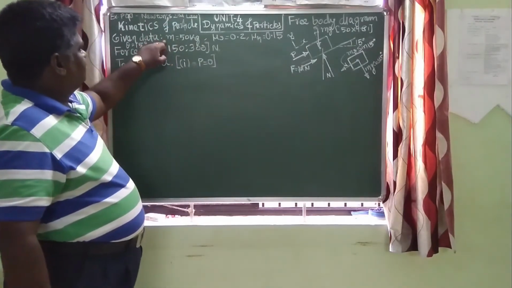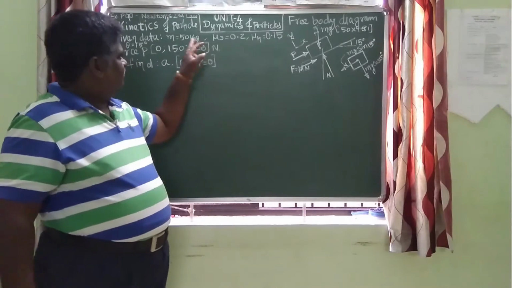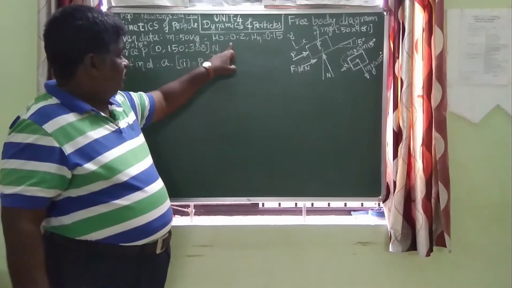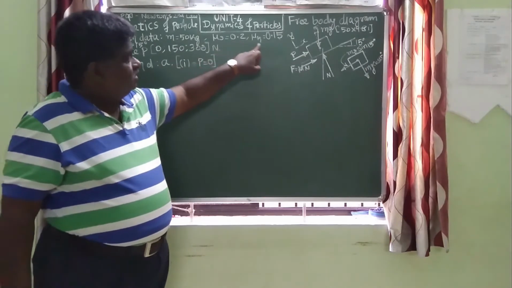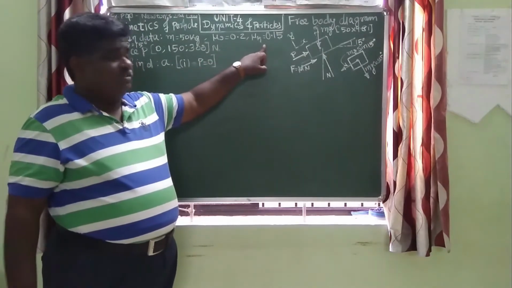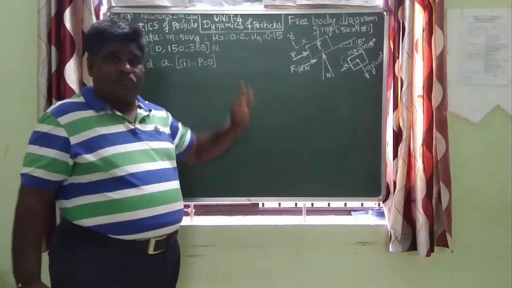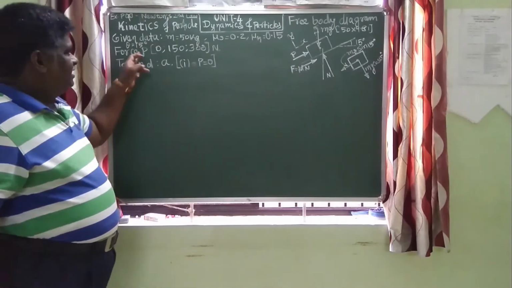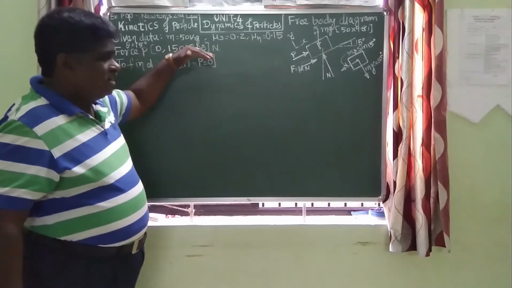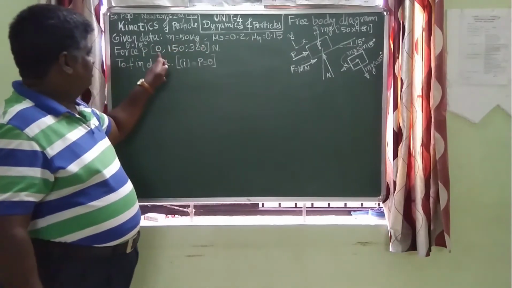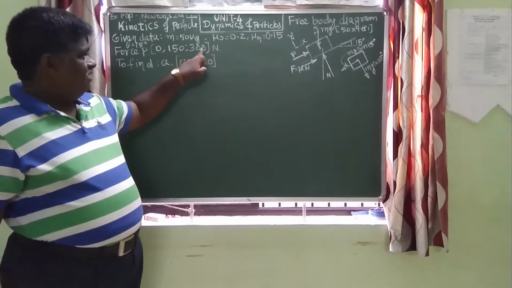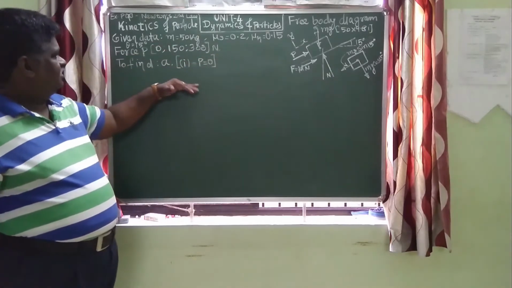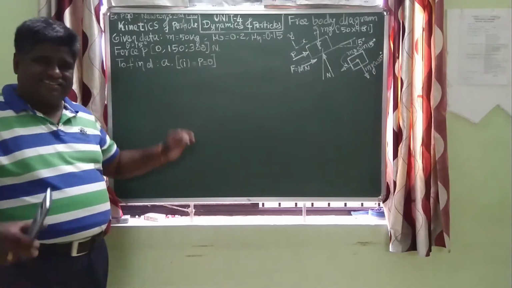The given data is, mass is given 50 kg, then coefficient of static friction is given, that is 0.2, then kinetic friction is given, that is 0.15. Then theta is given 15 degree. The external force, three conditions are given. First condition is 0, then 150, then 300 Newton. One by one we have to analyze to find the acceleration.